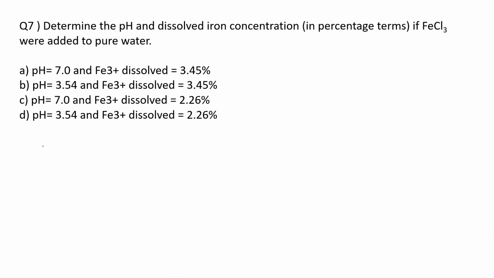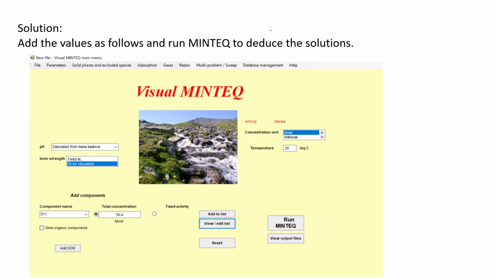Dissolved iron concentration can be equal to the iron, Fe2+, and the complexes. Please solve this question in Visual MINTEQ. We'll see the solution. pH is 3.54 and Fe3+ dissolved is 2.26%. Let's see how. First of all, we add the values and run Visual MINTEQ to deduce the solution.